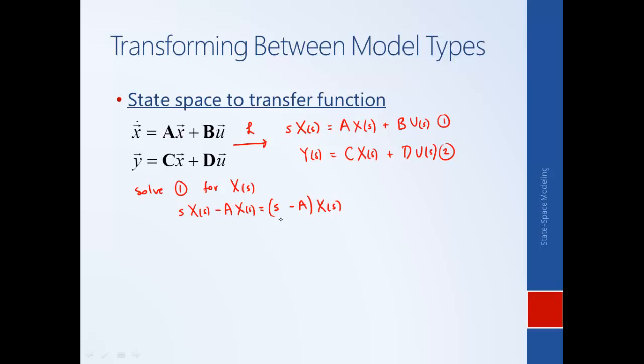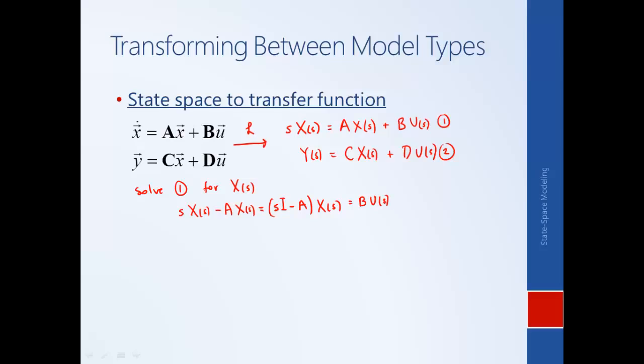Furthermore, looking at this, s is a scalar and A is a matrix. So in order for this subtraction to make sense, we need to multiply s by the identity matrix I of the same dimension as A. So that constitutes one side of our equation when we subtract the A times x of s. On the right-hand side of that equality, we're still left with B times u of s.